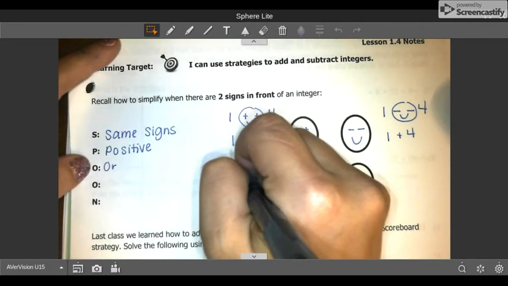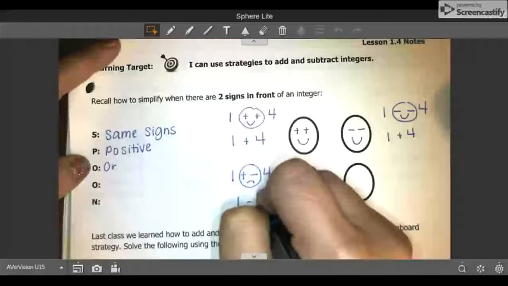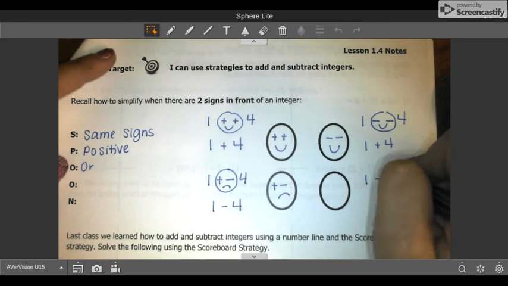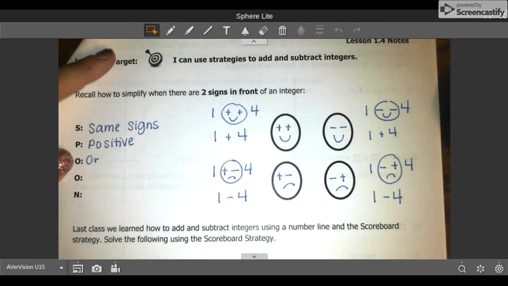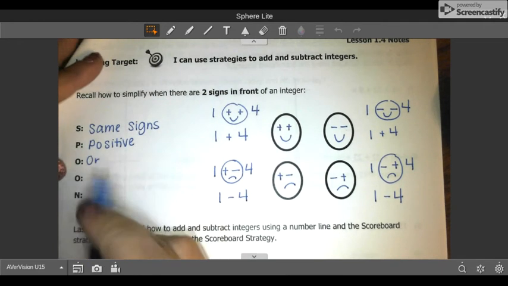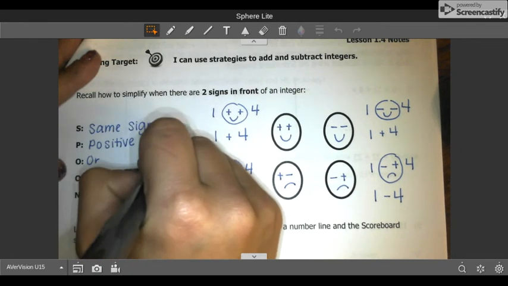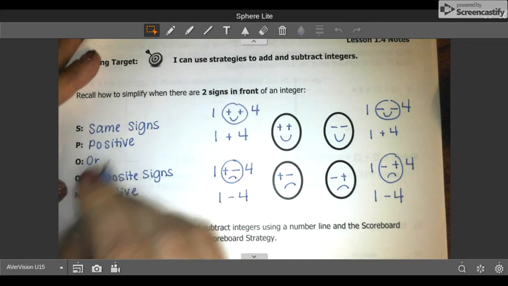Or if there are two different signs in front of an integer, for example, this is a positive and a negative. If they're opposite signs, you're going to make that into one negative symbol or one subtraction sign. Same thing if it starts with a negative and then there's a positive. If they're opposite signs, you're going to change it into one negative symbol. So that's these two letters. It's same sign, positive, or if there's opposite signs, you're going to change it to a negative. And we call it the spoon strategy because it spells out spoon.